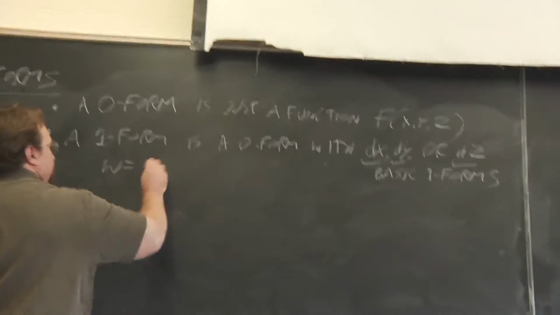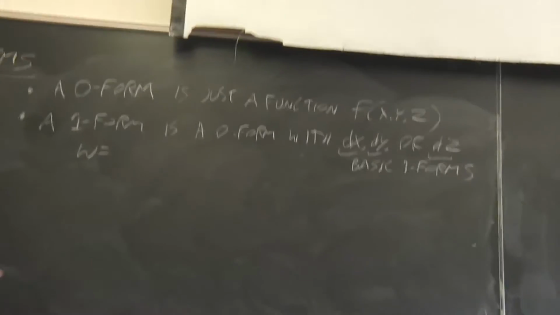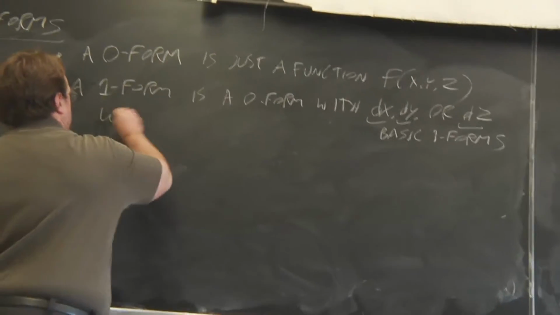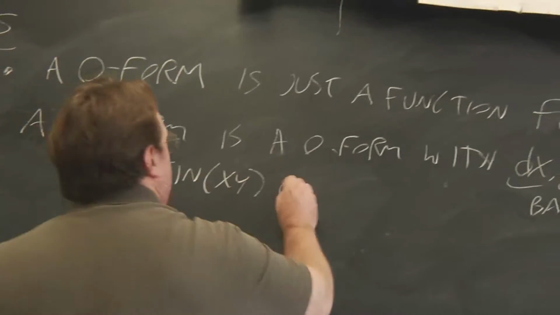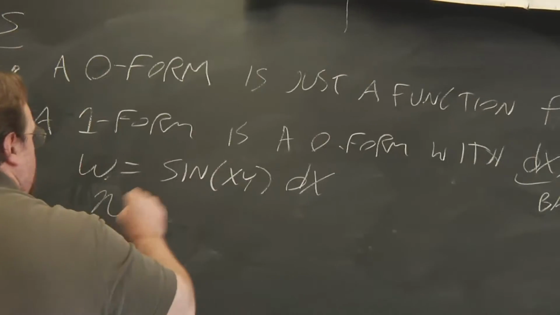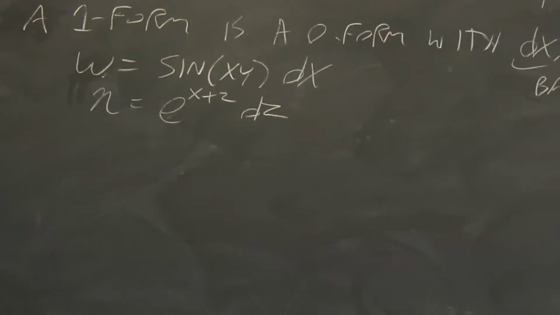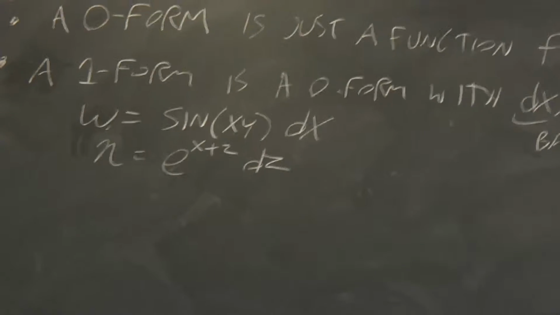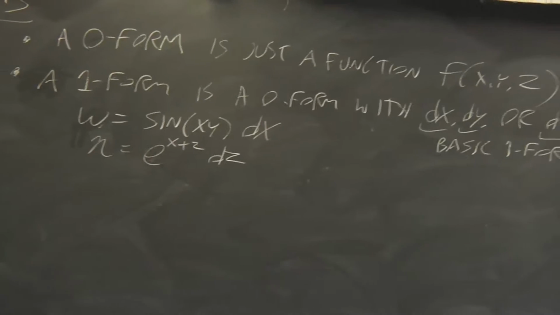So for instance, I'll often use Greek letters to refer to differential forms. So omega, for instance, an example would be sine of xy dx, or eta is u dx plus z dz. So it's just a function followed by either dx or dy or dz, and you can only have one of them, whichever one you want.